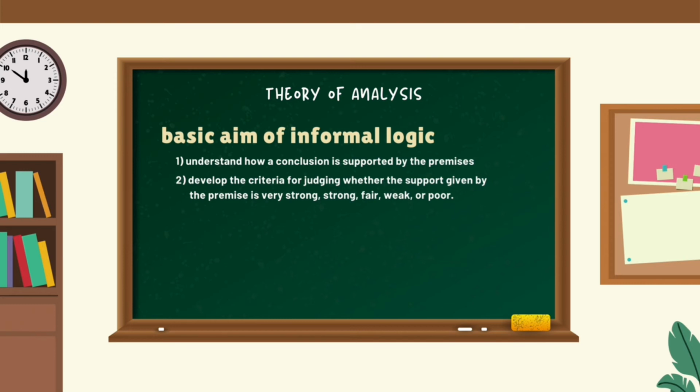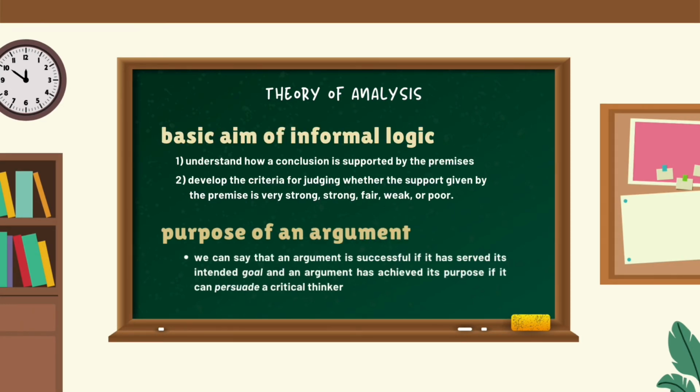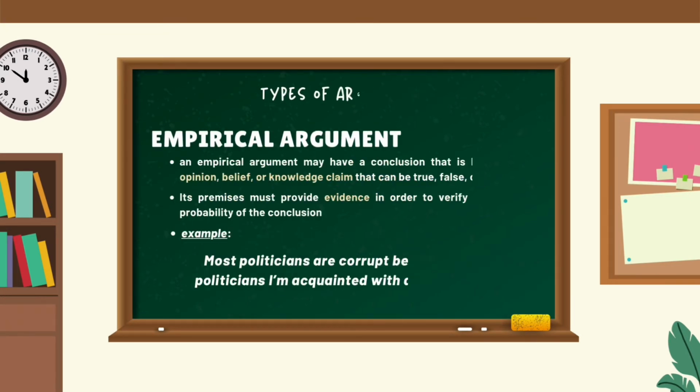or poor. The practice of argumentation is said to be teleological, wherein the argumentations have the purpose of achieving a certain goal. Thereupon, we can say that an argument is successful if it has served its intended goal. Ma-achieve lang yung goal na to once na na-accept na yung conclusion na based sa premises offered. However, as critical thinkers, we are not supposed to accept the conclusion of any argument unless the premises are evaluated as very strong support. Ngayon naman, ma-achieve ang purpose ng isang argument if and only if it can persuade a critical thinker. Moving on, we have here the types of arguments.